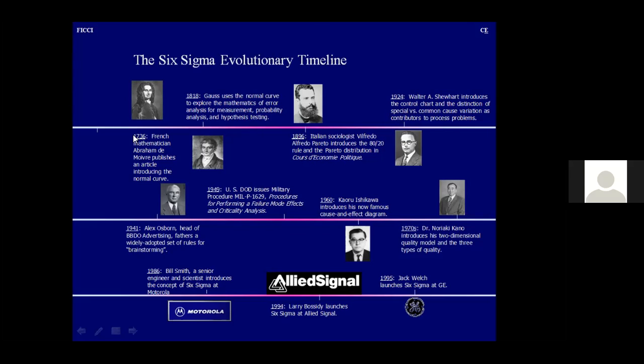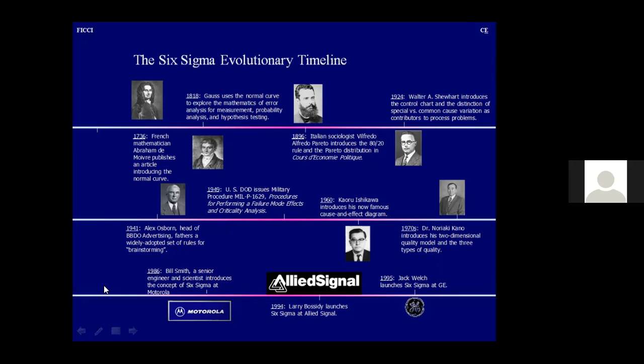Then in 1736, a French mathematician worked on the normal curve. Then a US mathematician worked on critical analysis. Then they worked on the cause and effect diagram, which we study normally in manufacturing and mechanical engineering. Then in the 19th century, Alex Osborn gave rules and adopted brainstorming. And brainstorming is a very important part of the Six Sigma process. And then Noriaki Kano gave different types of quality models.